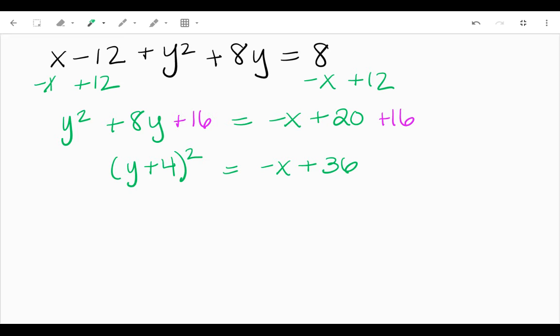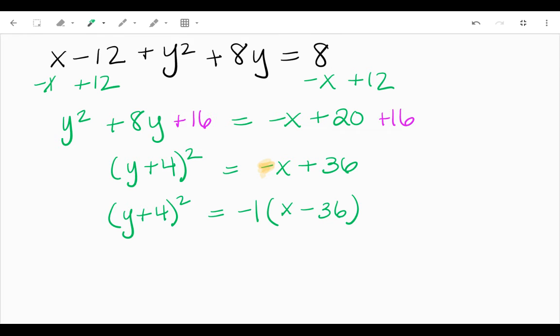Now for this side to be in the proper form so I can tell what the vertex is, I need to factor out whatever my coefficient of x is. So my coefficient of x is that negative 1 right now. So I'm going to factor out a negative 1. So I have (y plus 4) still squared, and I'm going to factor out a negative 1, and I am left with x minus 36.